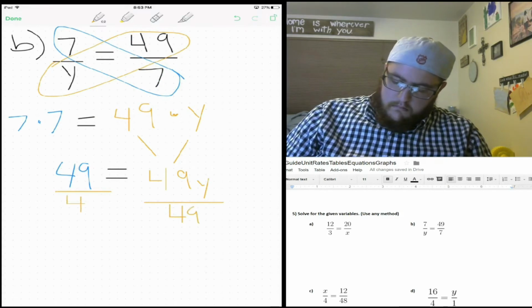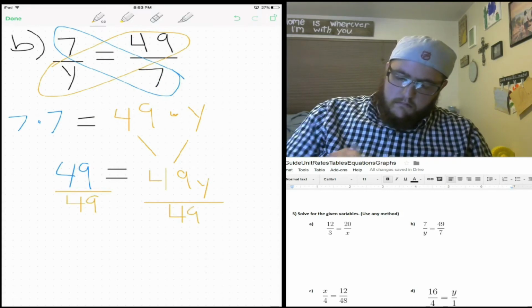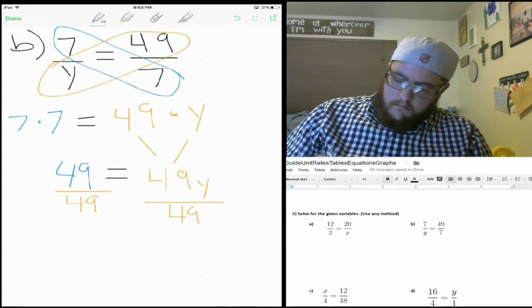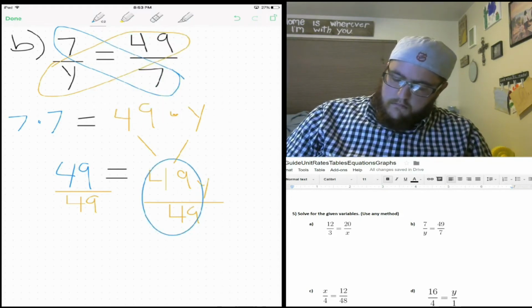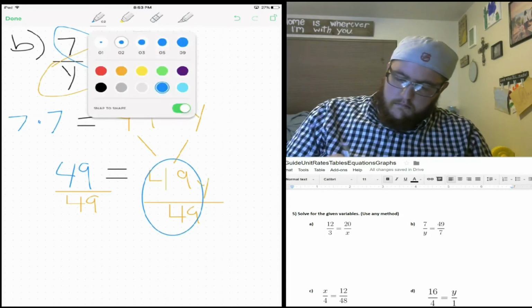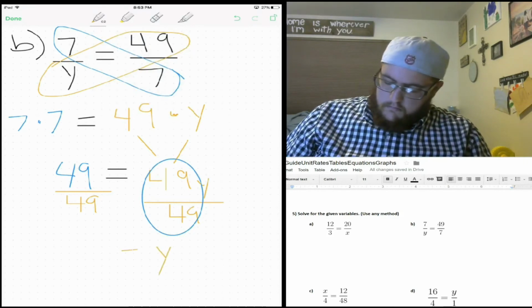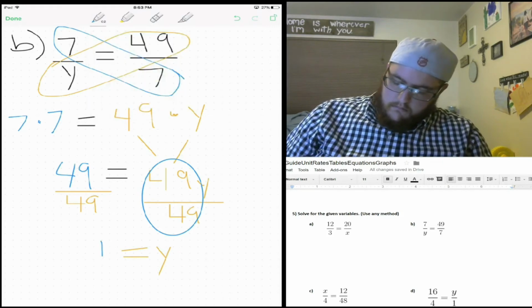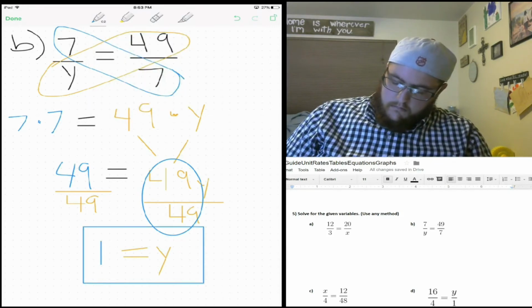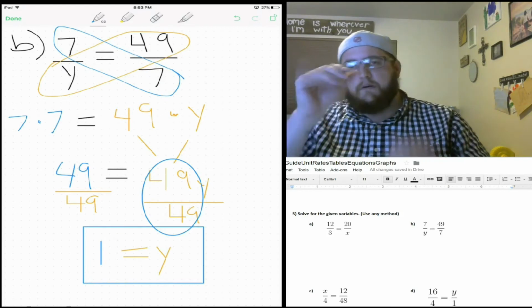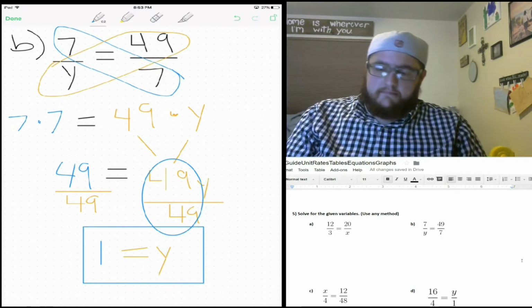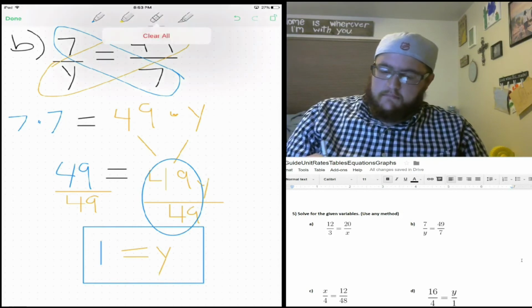Now in order to isolate y, we will divide both sides by 49. On the right, 49 divided by 49 will leave us with 1, so we'll have 1y or y. I'll just write it as y. And on the left, 49 divided by 49 is also 1, so we'll end up with y equals 1. Alright, now we'll tackle C.